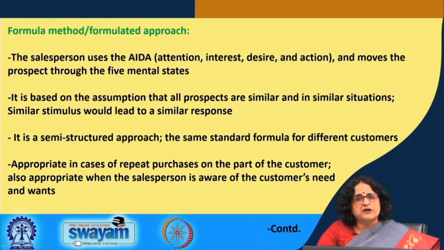The same standard formula for different customers is used, and while we focus on the attention, interest, desire and action, we also think about the fifth stage, which is satisfaction. And so the prospect moves through the five mental states, and it's the responsibility of the salesperson to move him through these five stages. Now this particular approach is appropriate in cases of repeat purchases on the part of the customer. It is also appropriate when the salesperson is aware of the customer requirement, and so he would present his offering keeping in mind the attention, interest, desire, action and satisfaction model.